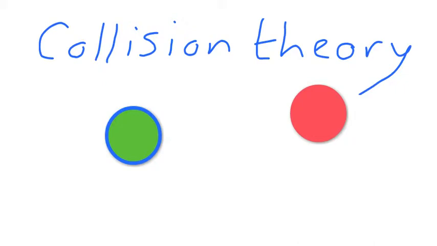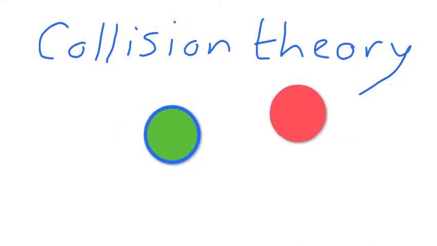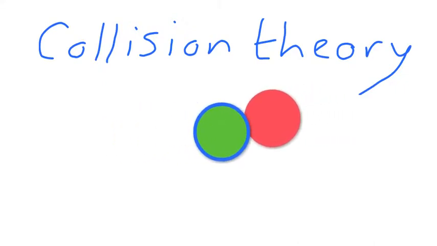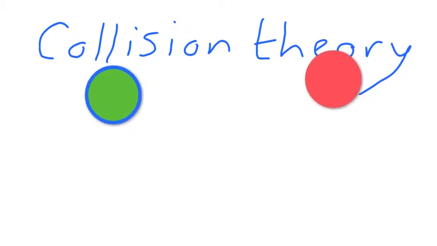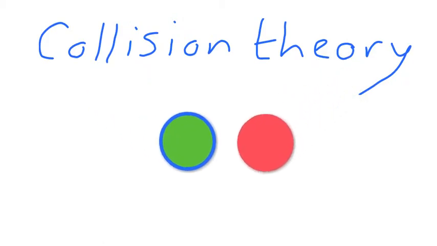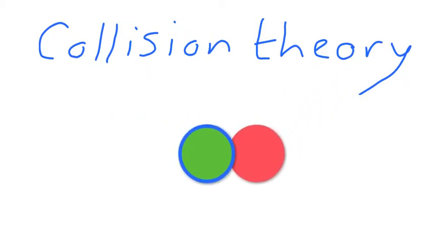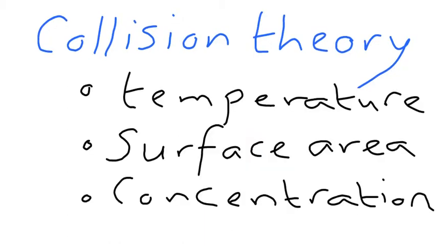Collisions between particles need to have enough energy. If a collision between two particles is not high in energy, then they will just bounce off and lose some of their own energy. If a collision between particles, however, has sufficient energy for them to react and they collide together, then a chemical reaction will happen and a new product will be made.